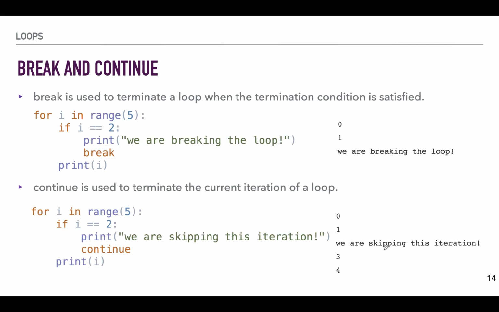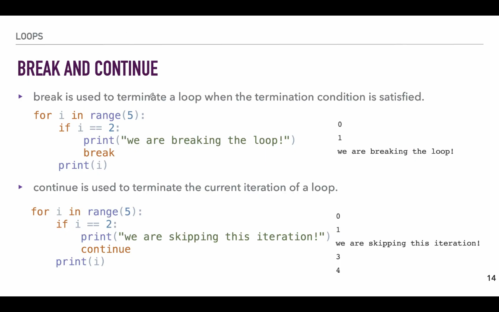The break construct is used when we want to terminate the loop if some condition is satisfied. And the continue construct is used if we just want to terminate the current iteration. So let's take a look at the first example.